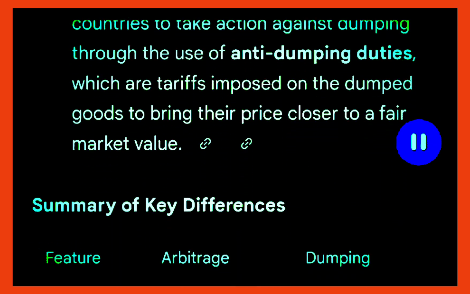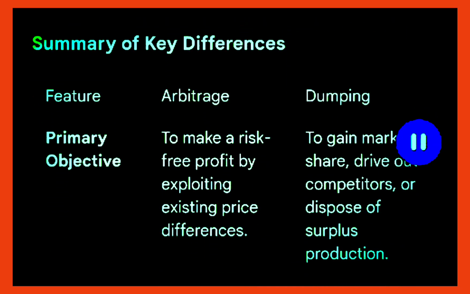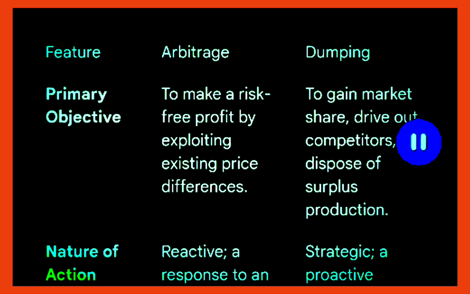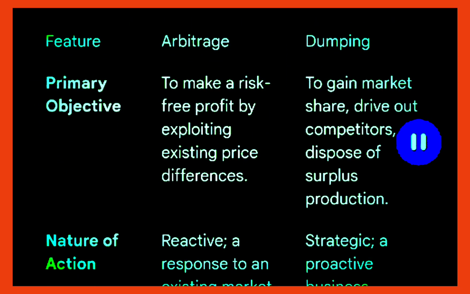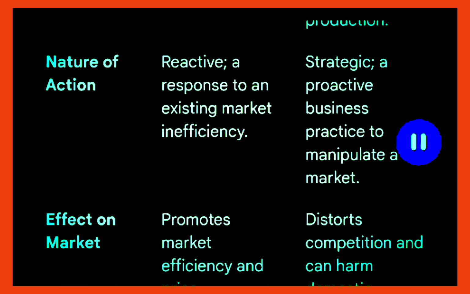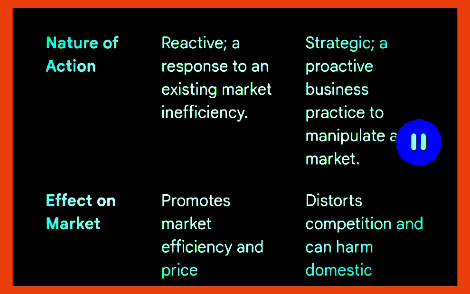Summary of key differences. Feature: arbitrage. Dumping. Primary objective: to make a risk-free profit by exploiting existing price differences. To gain market share, drive out competitors, or dispose of surplus production. Nature of action. Reactive. A response to an existing market inefficiency. Strategic. A proactive business practice to manipulate a market.